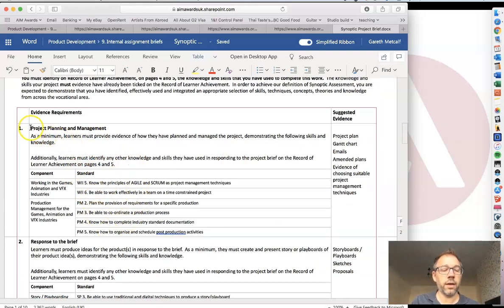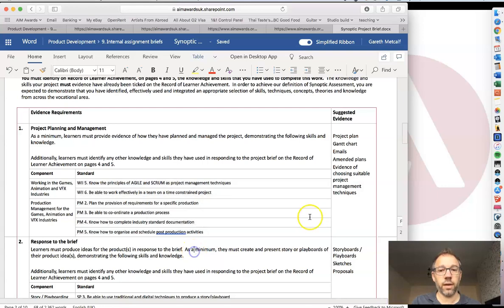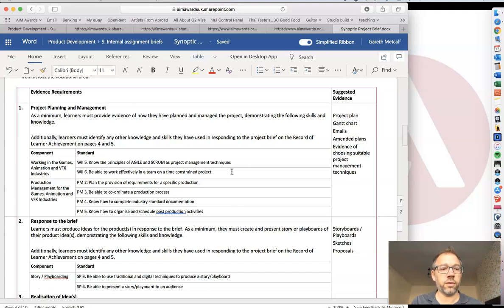And as it says here, they've got to do some project planning and management to react to this employer brief. And as a minimum, learners must provide evidence of how they've planned and managed the project, demonstrating these skills and knowledge. So there has to be some evidence of that. We've given some indicative evidence there. There's a load more that I'm sure would be appropriate, and we can look to improve on that suggested evidence as we complete the second year of this extended diploma. But it's there to give you a start.